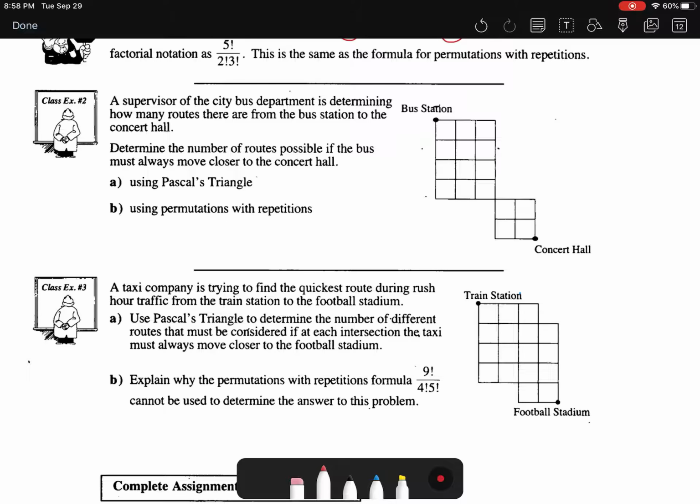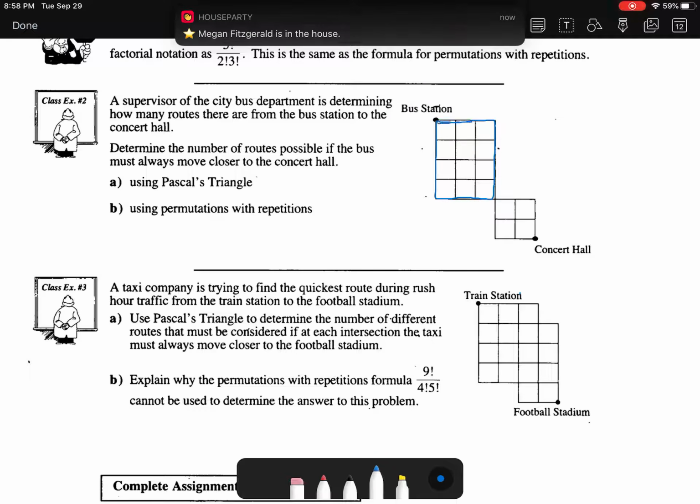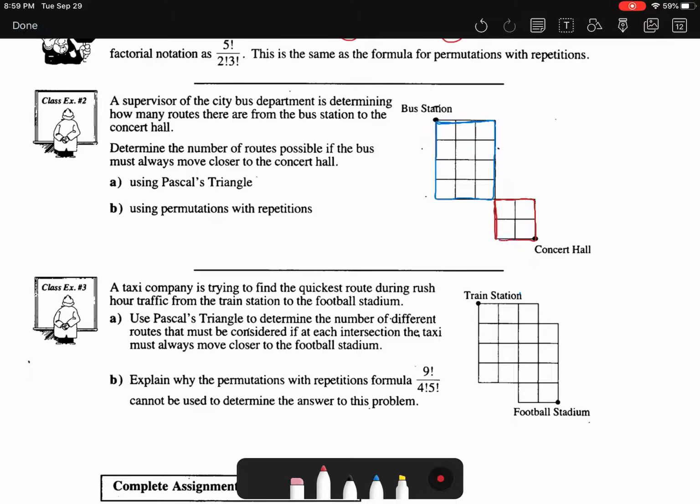So before I start the questions, I'll tell you in which scenario we can use both methods to determine the end result, and in which ones we're a little bit limited. If you take a look at class example 2 versus class example 3, you'll notice that in class example 2, I basically have two perfect grids. This first one I'll outline in blue, and then I have another perfect grid right here, attached right at the corner.